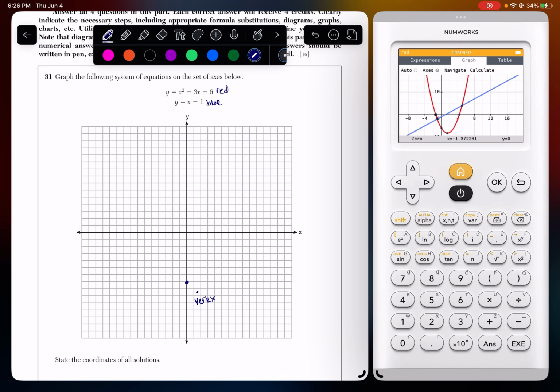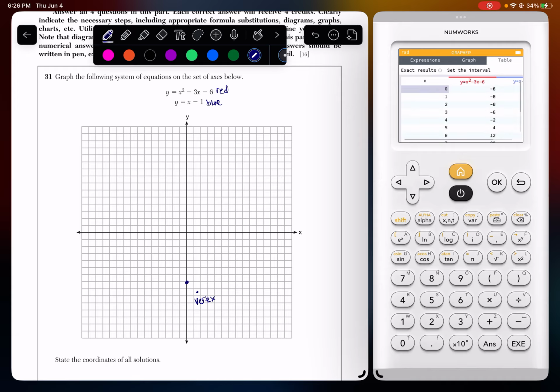I've got a 0. That 0 is a little messy. These are messy decimals. But if I would rather see things like counting by a consistent value, then sometimes your table is more useful for plotting points. So now I'm going to go over to the table.